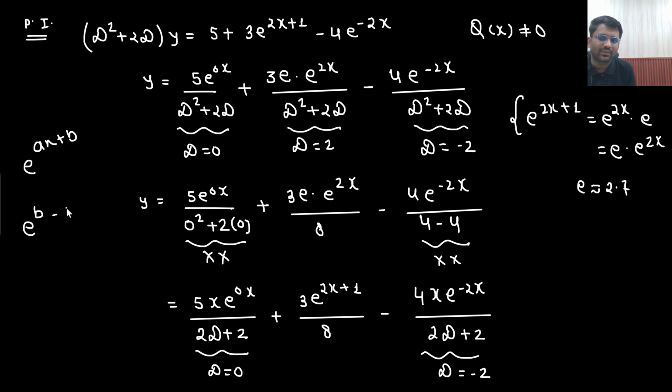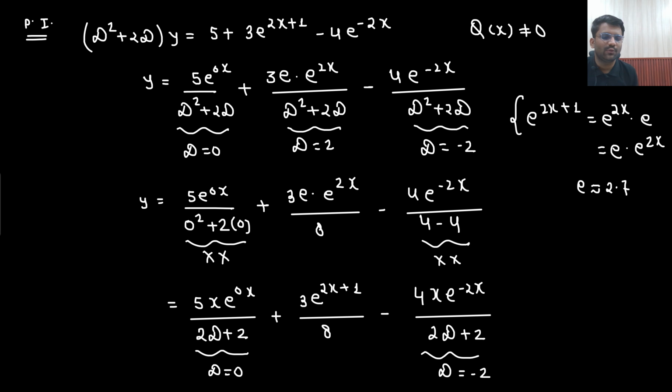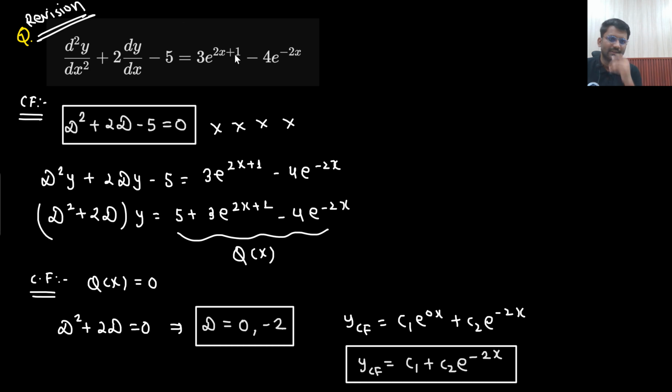Like if we need to see the case of e to the power ax plus b, e to the power b will be treated as constant, dot e to the power ax. So now d equals a you need to put. That's it. So everything we have included here. This will be treated as constant. D equals 2 you put, D equals minus 2 you put. So everything has been included. This is the question. So when you revise your full notes, this is how you should revise.